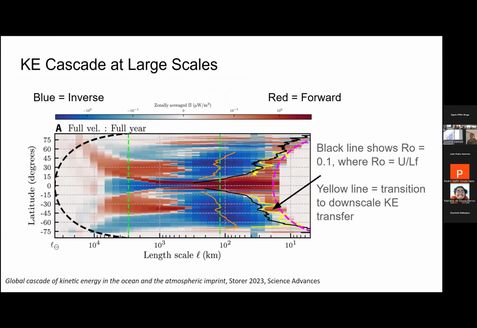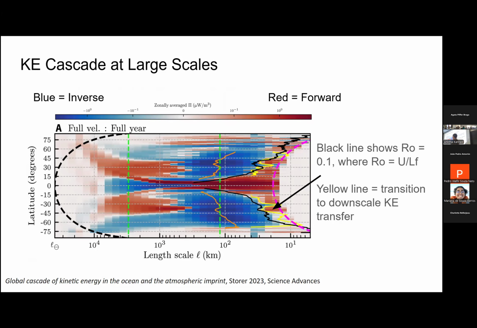So we're mostly going to talk a couple more slides about large scales, but we'll mostly talk about small scales today. So this is an even more complicated plot that I'm forcing you to look at. And it's showing kinetic energy cascade where red is a forward cascade and blue is an inverse cascade. So blue, wherever there's blue, energy is going towards larger scales. Wherever there's red, energy is going towards smaller scales.